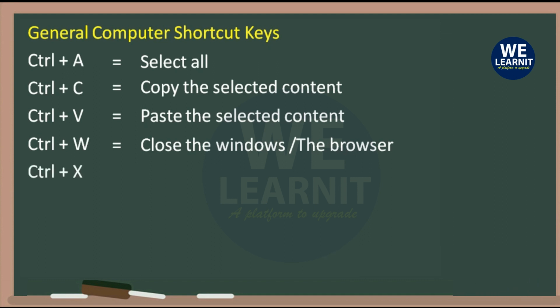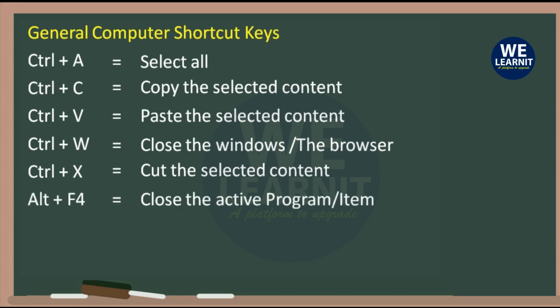Then Control X. This we use to cut the selected content. Alt F4. This is used to close the active program or item. By using Alt F4, we can close the active program. Imagine if you're using a Google browser, by using Alt F4, we can close it. Or if you're typing any text into MS Word or Excel or PPT or any other software, we can close it by using Alt F4.